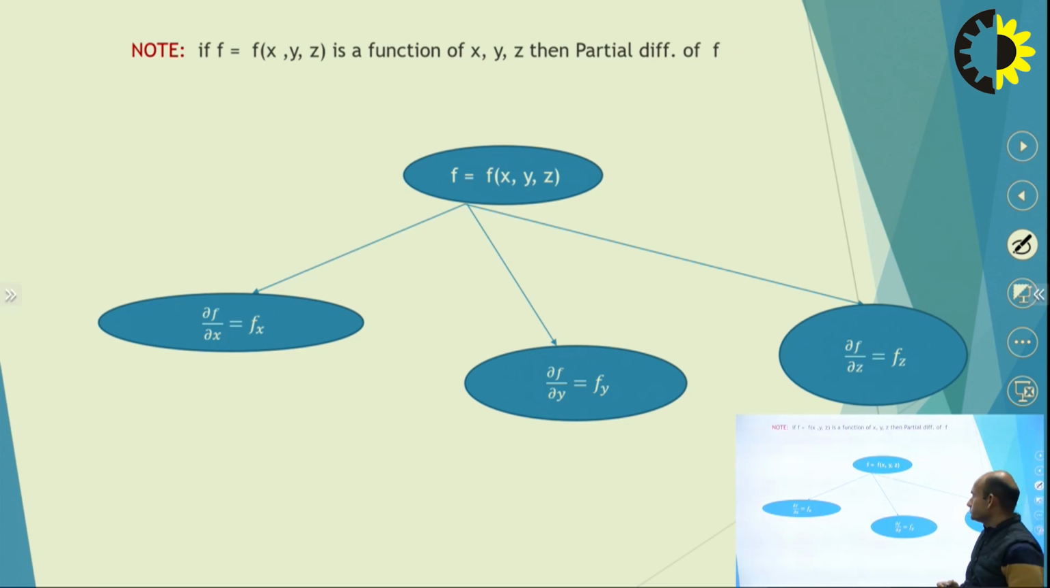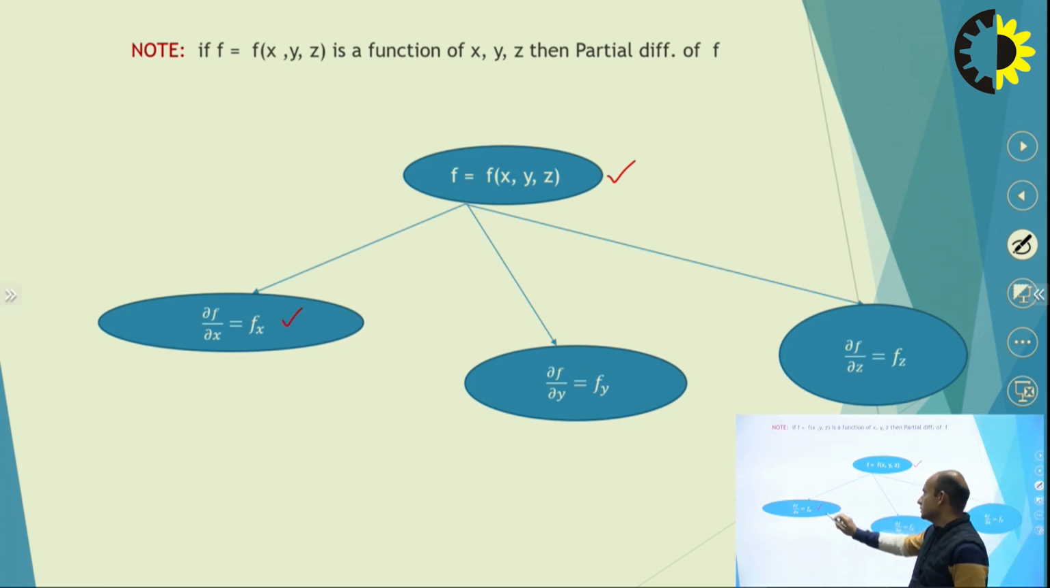Now suppose this is the function f, which is a function of x, y, z. So del f upon del x is the partial differentiation, which is also denoted by fx. So we have fx or del f upon del x, which is partial differentiation of f with respect to x, treating y and z as constant. And similarly, we have del f upon del y, in which we have partial differentiation of f with respect to y, and treat x and z as constant. And similarly, we have del f upon del z, in which we have partial differentiation of f with respect to z and treat x and y as constant.